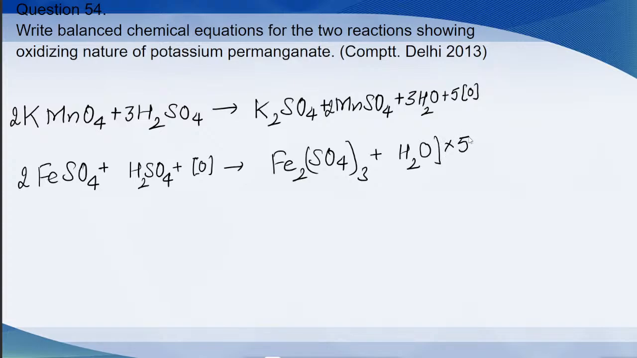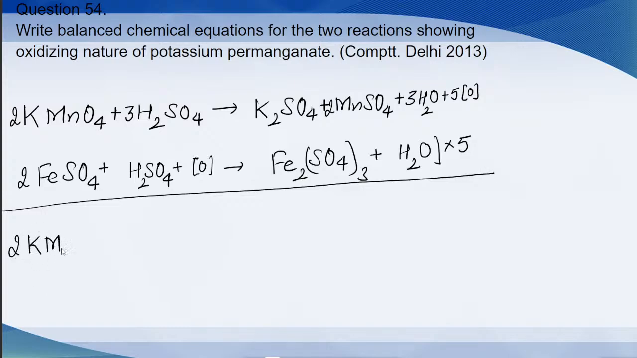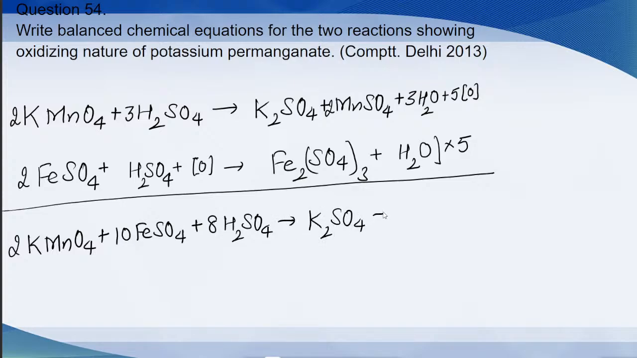So we multiplied by 5. It becomes 2 KMnO4, 10 FeSO4, and 5 plus 3, 8 H2SO4, K2SO4, 2 MnSO4, then 5 Fe2(SO4)3, and 5 plus 3 is 8 H2O.